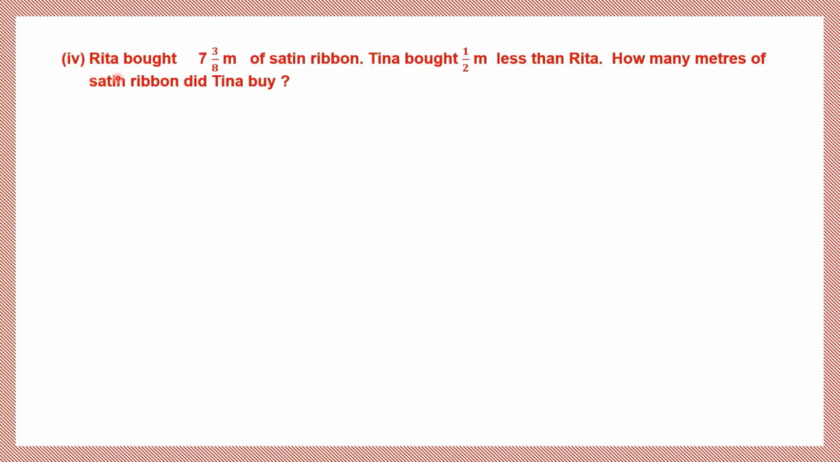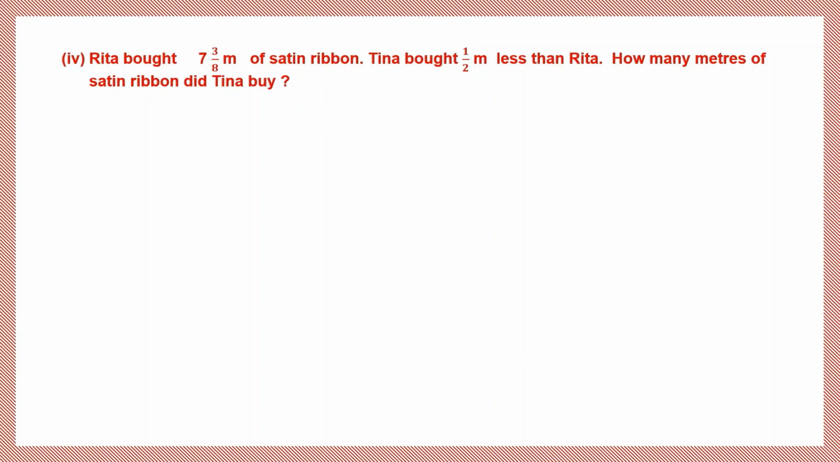Question 4. Rita bought 7 3 by 8 meters of satin ribbon. Now Tina also bought, but she bought 1 by 2 meters less than Rita. So how many meters of satin ribbon did Tina buy? So how much did she actually buy?